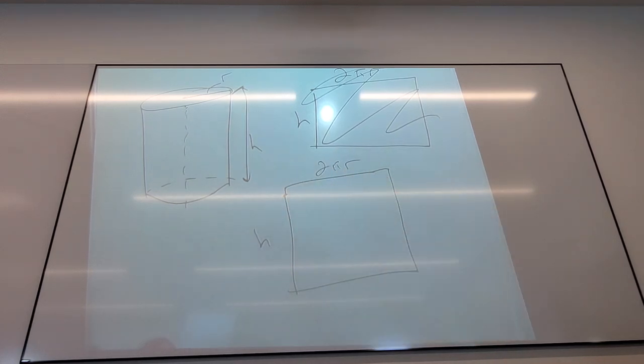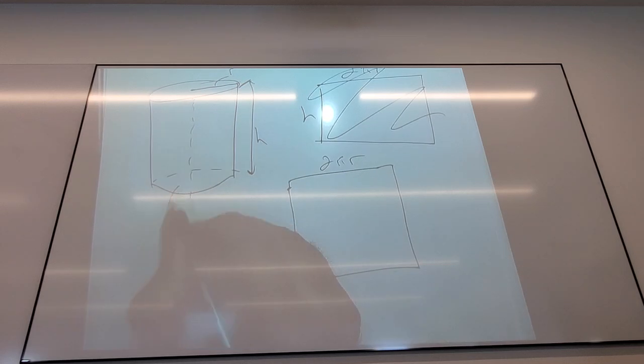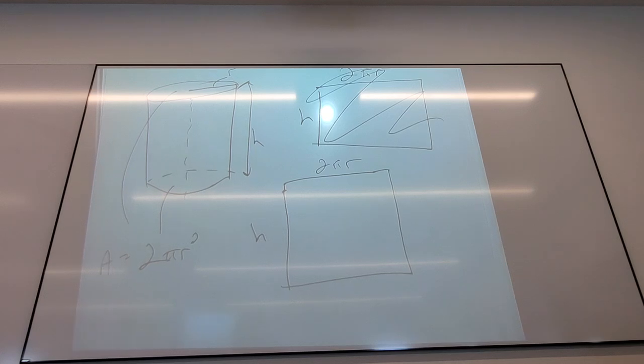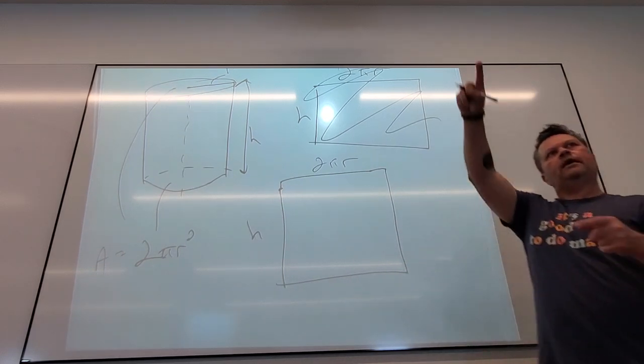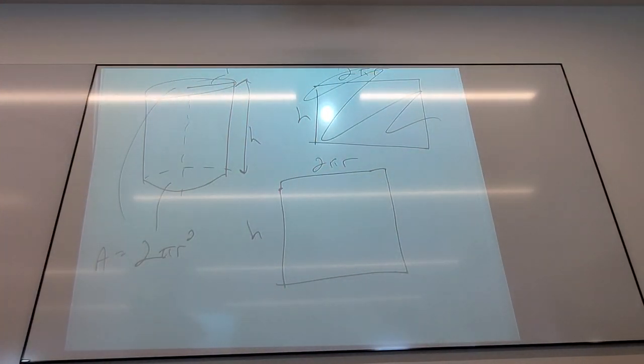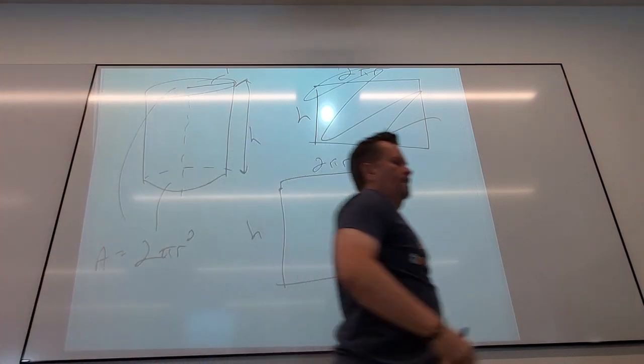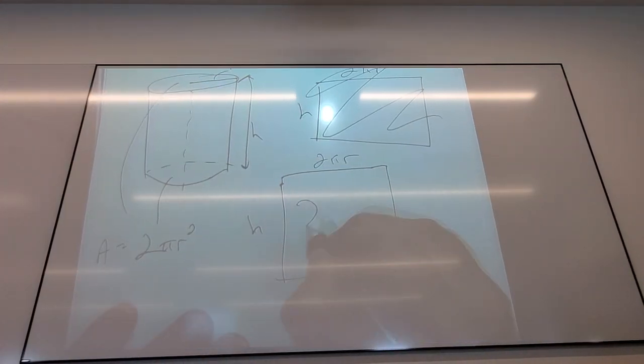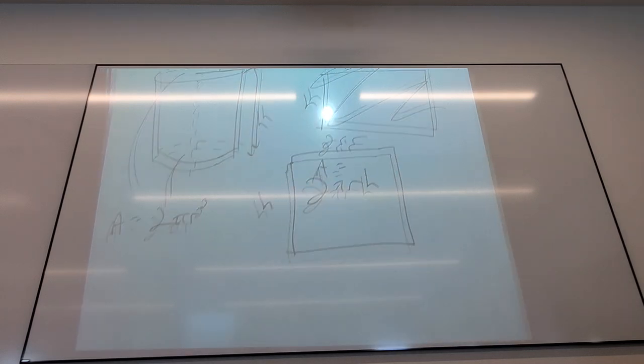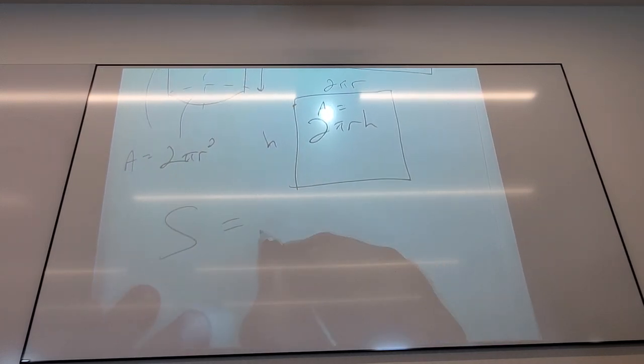And this would be 2 pi r, yes? So the areas of these circles, each one is pi r squared, and I have 2 of them. So that's the surface area of the top and bottom. And what's the surface area of the outside? What's the surface area of the lateral side? There's only one side, which is neat, but 2 pi r h. So the total surface area would be 2 pi r squared plus 2 pi r h.